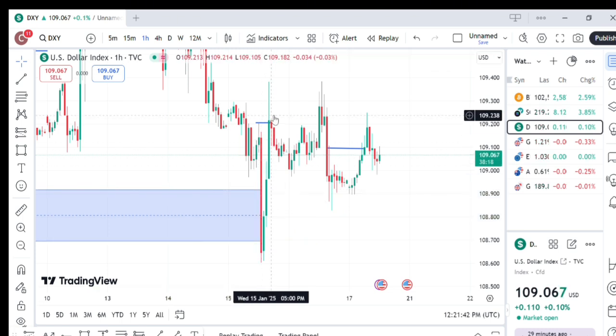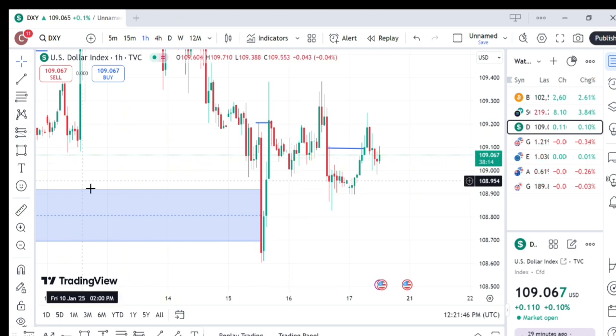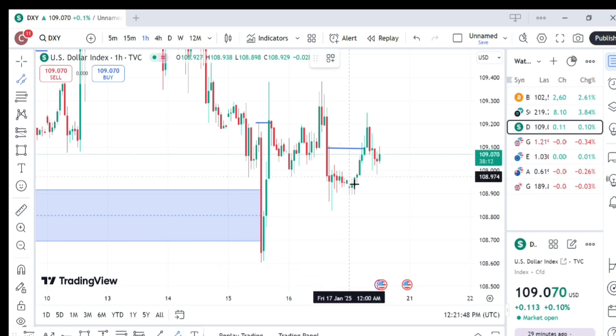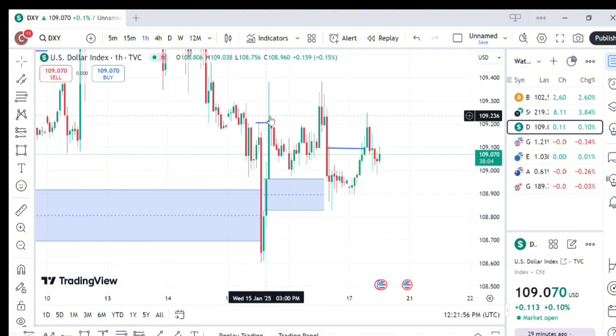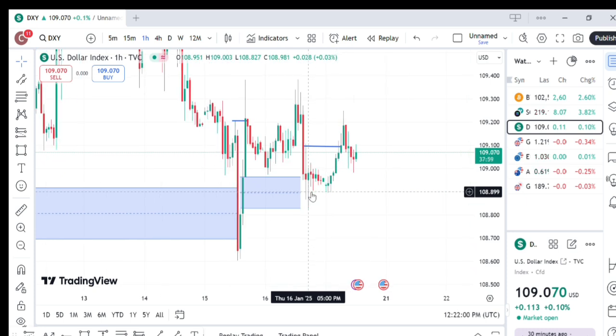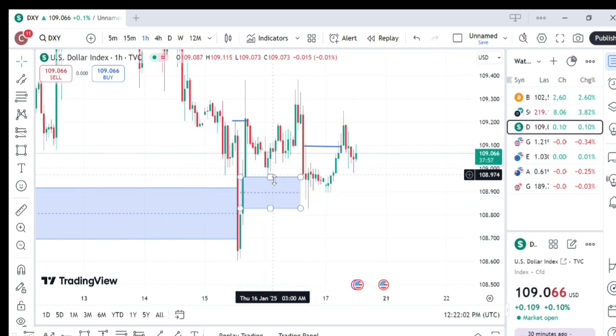After creating this change of character, we were expecting price to retrace back, then push up. But price didn't come back to this fair value gap immediately. This market went up like this, created a change of character, came back, and it didn't come back to the fair value gap. And this created what we call inducement.